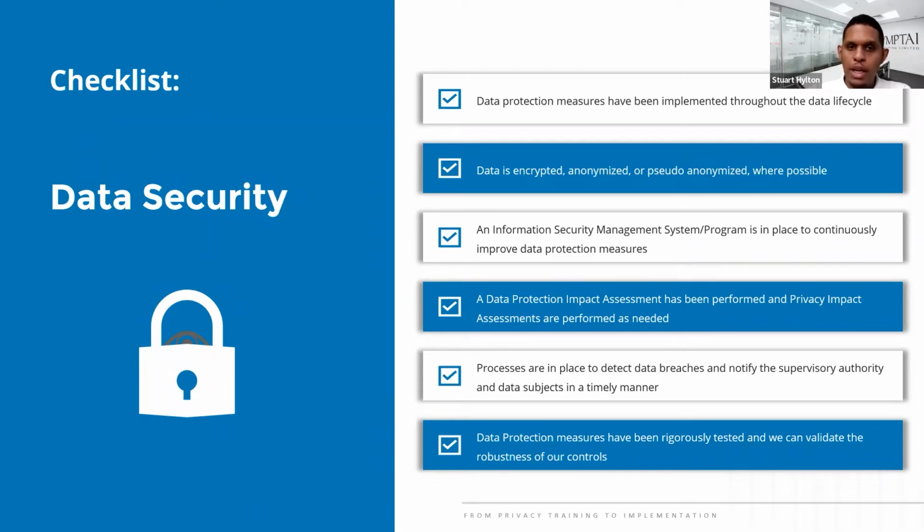Number two, an information security management system or program is in place to continuously improve data protection measures. And a lot of persons will be familiar with standards like ISO 27001, which is the ISO standard for information security management system. Of course, you may use another approach, and that's fine. NIST has a great cybersecurity framework, but the point is we have a process for managing our cyber or our technical controls and making sure it's continuously improving, because the hacking mechanisms, or the ways that people attack us, are continuously improving and getting harder to defend against. So we have to continuously improve our mechanisms to protect against those.